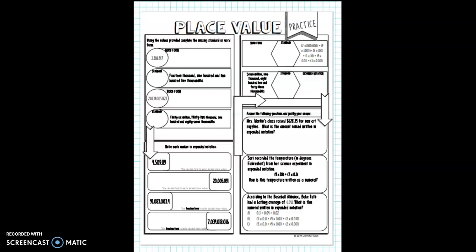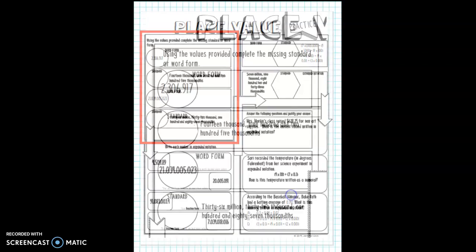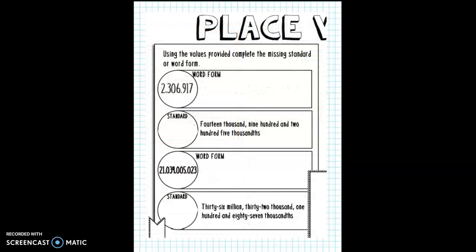So standard is when you write it out with digits, numbers. Word form is when you use the words for this. So this first problem in word form would be 2,306 and 917 thousandths.